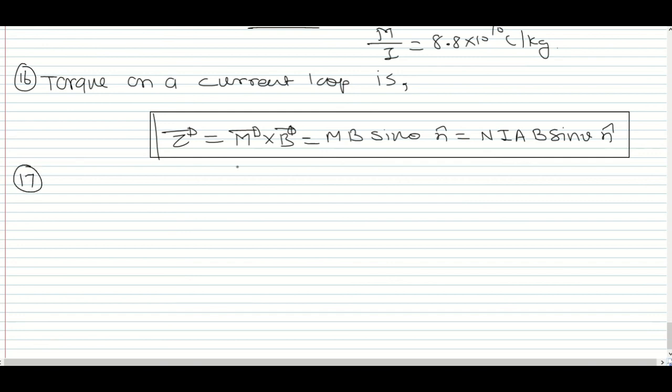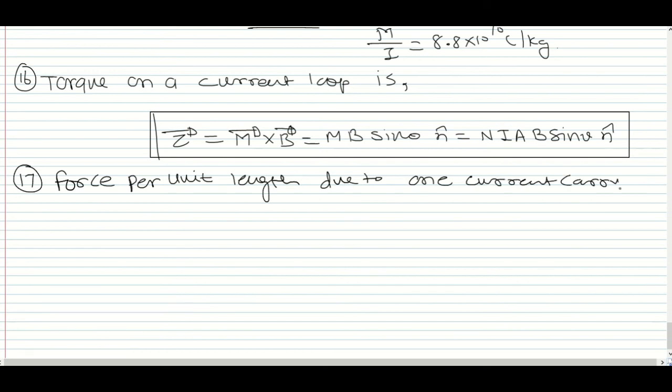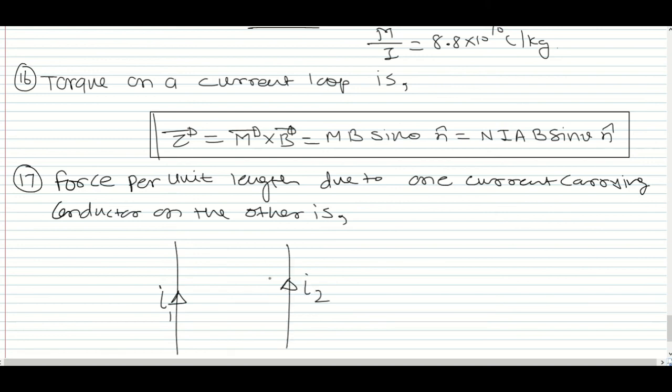After that we have force per unit length due to one current carrying conductor on the other. If one current carrying conductor carries the current I1, and this is I2, the force on I2 due to the magnetic field of I1 will be downward, into the plane we can say.